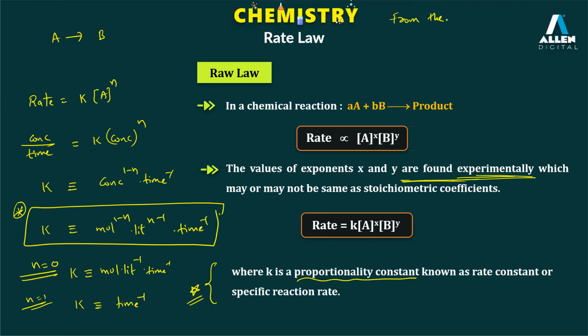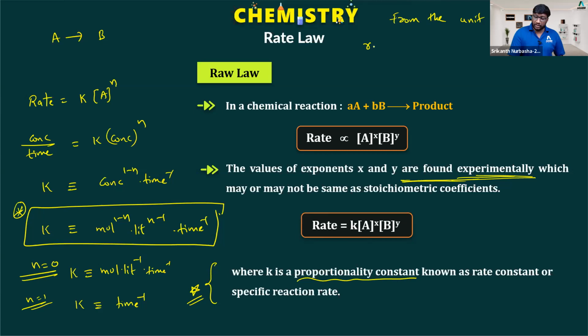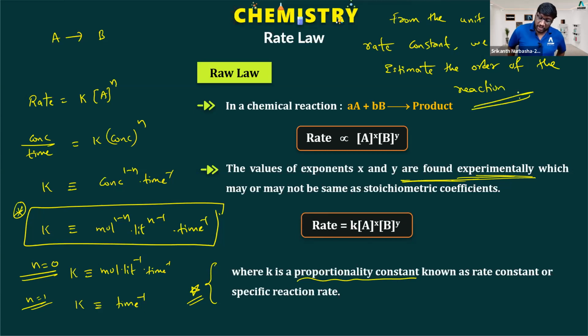Yes, sir. Okay, they don't need to specially mention the order of this particular reaction. From the unit of the rate constant, which might have been mentioned in the question, you can actually find out the order of reaction. From the unit of rate constant, we can estimate the order of the reaction, and that order you can find it out.